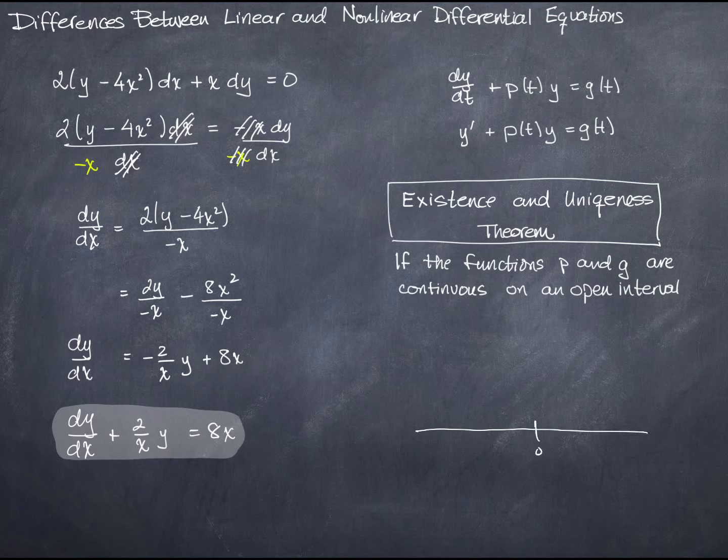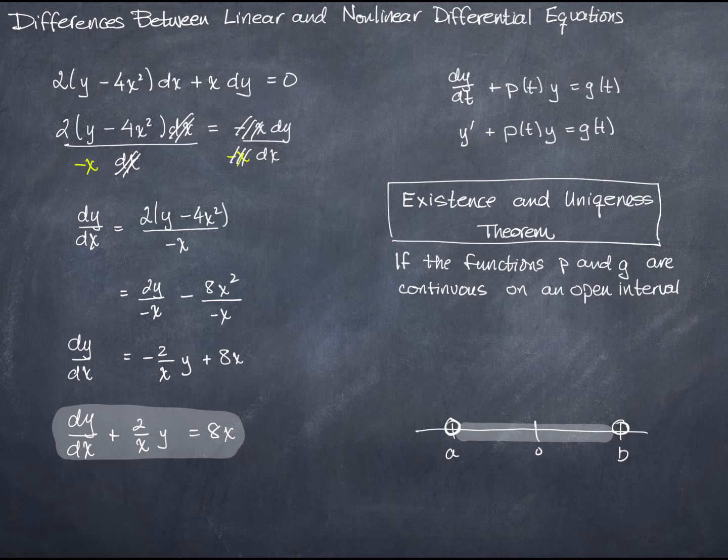We'll put 0 there. And let's say we have a value a there and a value b there. When we talk about an open interval, we mean all of the points in between a and b, but not necessarily including the value a or the value b. A closed interval would be including a and including b. So an open interval would, let me erase these, make them open circles again.